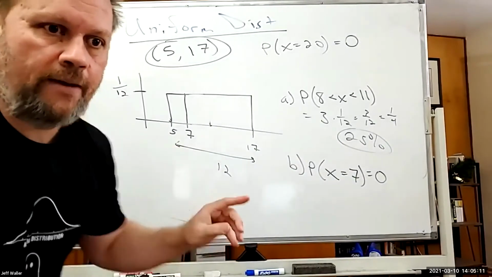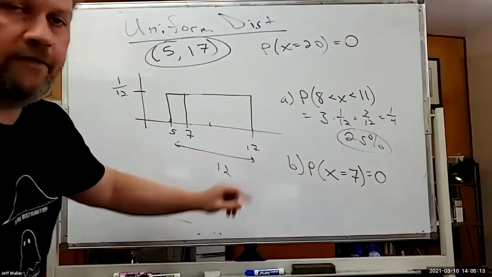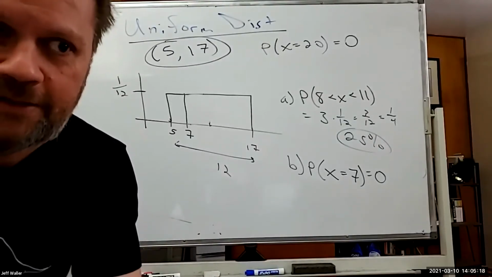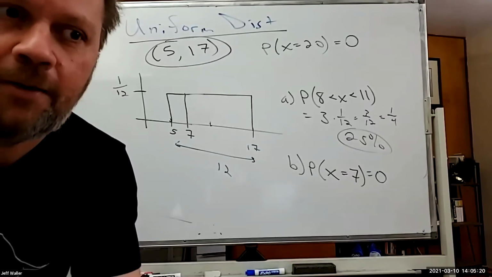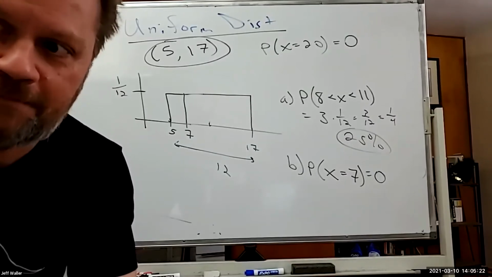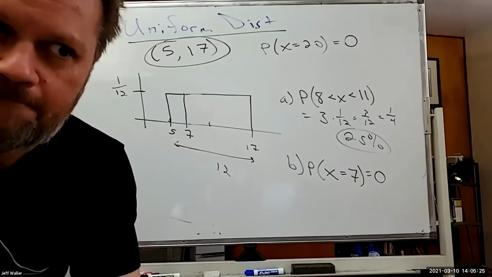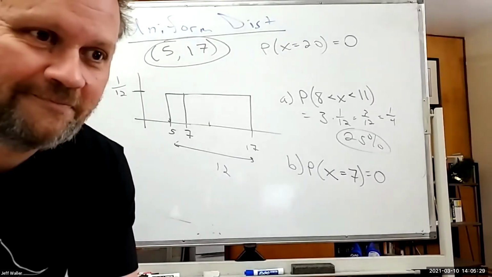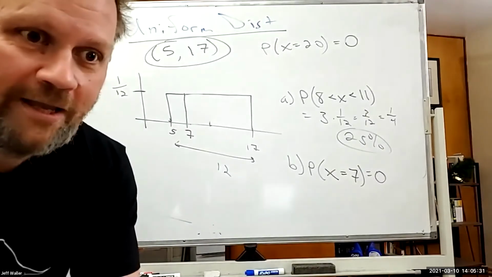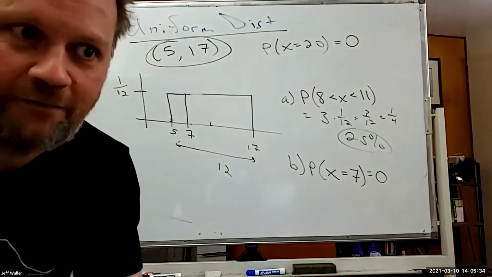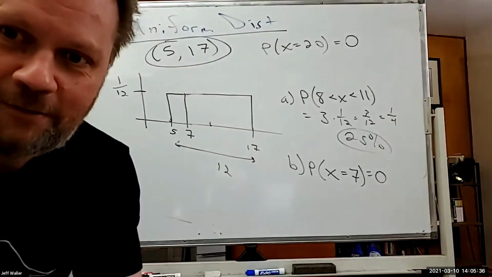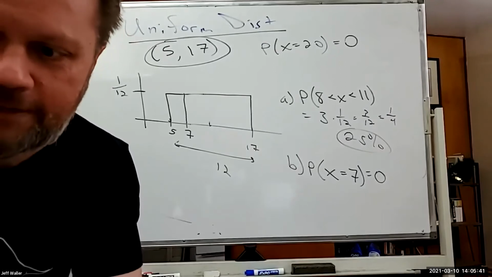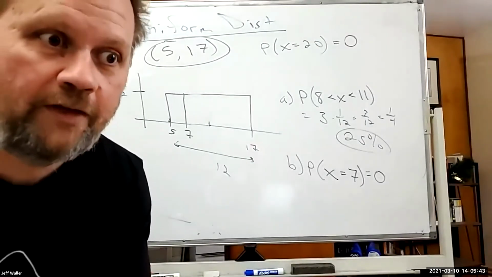Can somebody tell me how many numbers are between 5 and 17? Notice I said numbers. I didn't say whole numbers. I just said numbers. How many numbers are between 5 and 17? A lot. Yeah, be more specific. Do you mean like 400? Do you mean like 18 billion? There it is. There's an infinite number of numbers.